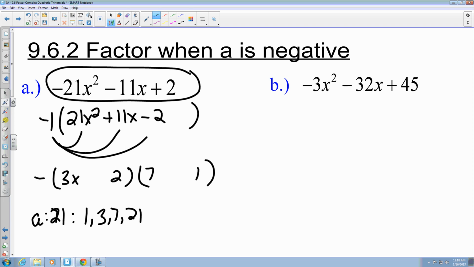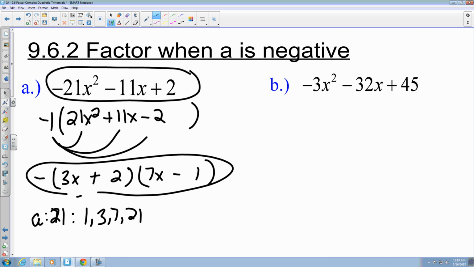So I know this is x, this is x, and this will be a plus right here, because that's going to be the plus 14, and that's where the minus goes. And that is our factored out.